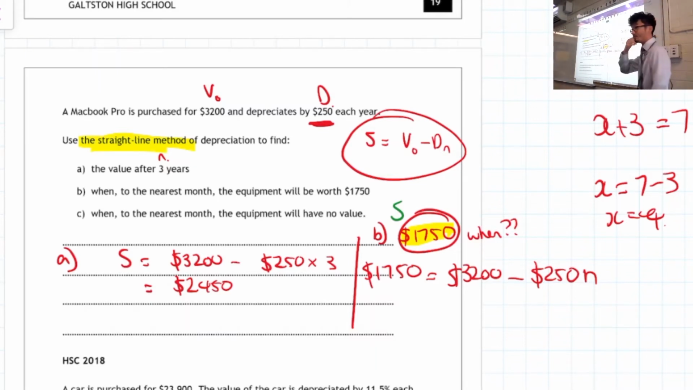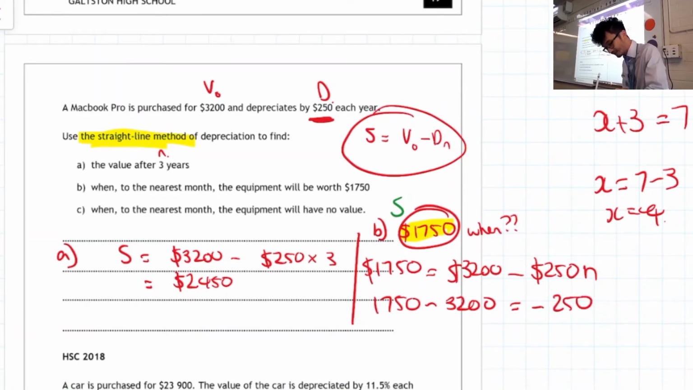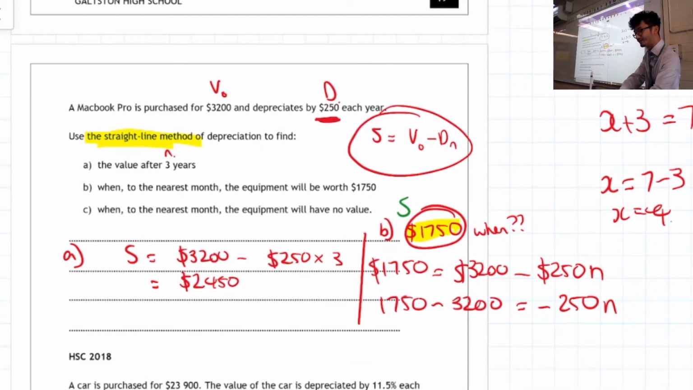Yeah. Saxon, can you help me out? How would I go about solving this guy? How could I go about solving it? Good, yes, that's the first one. Take away 3,200. Now it doesn't look super great at the moment, but we can fix this up. Should be a negative value there? Yeah. Negative 1,450.